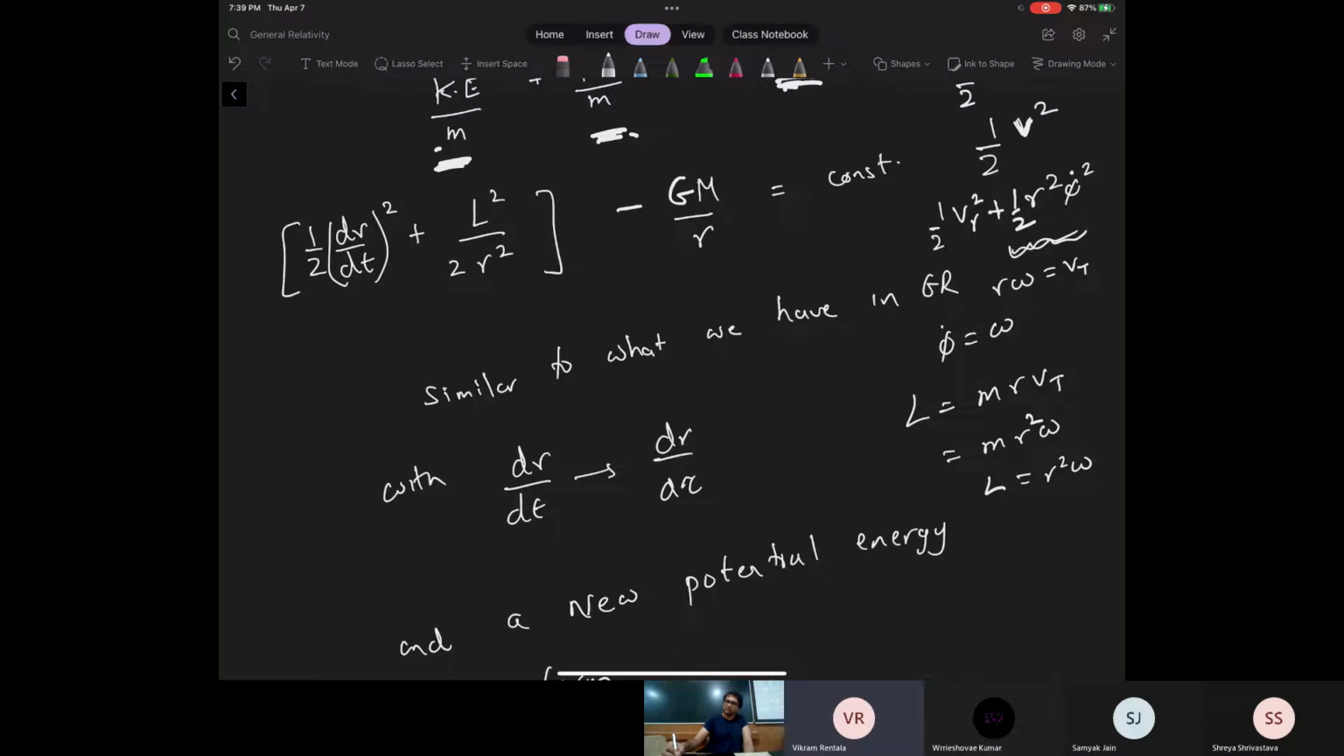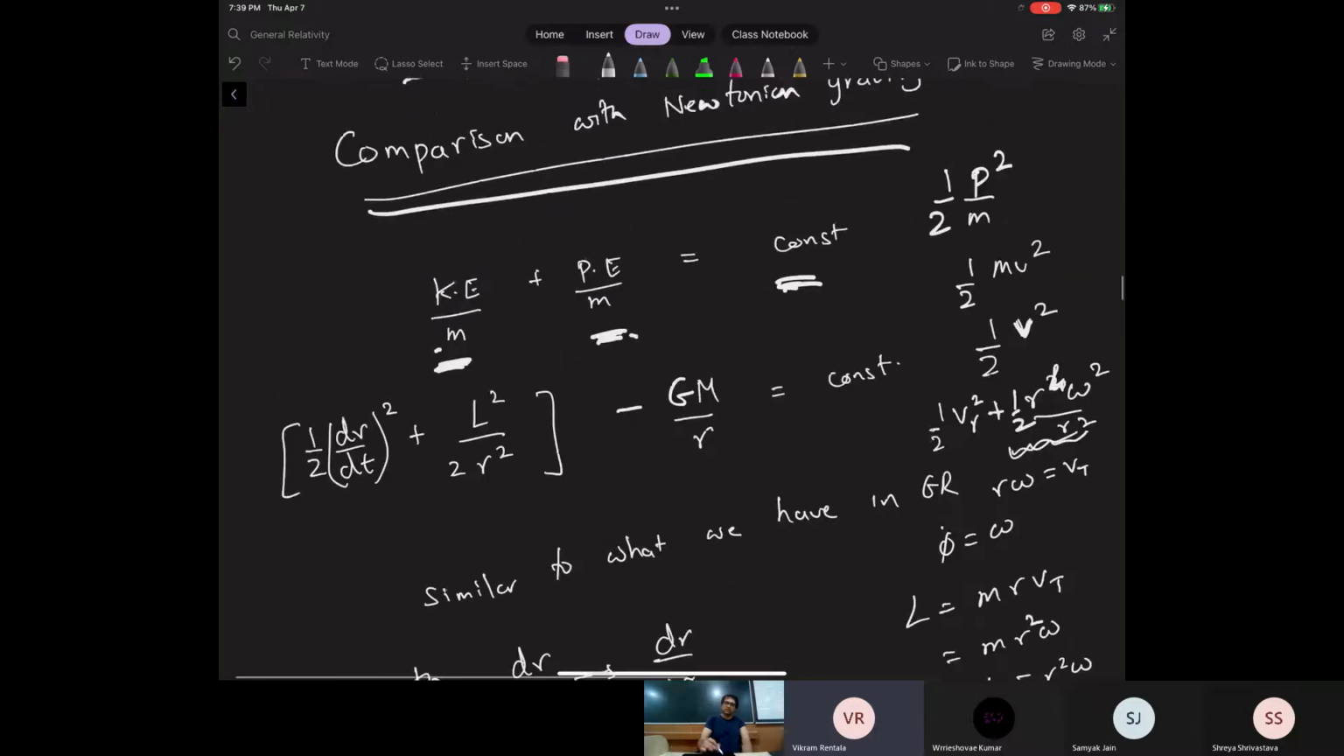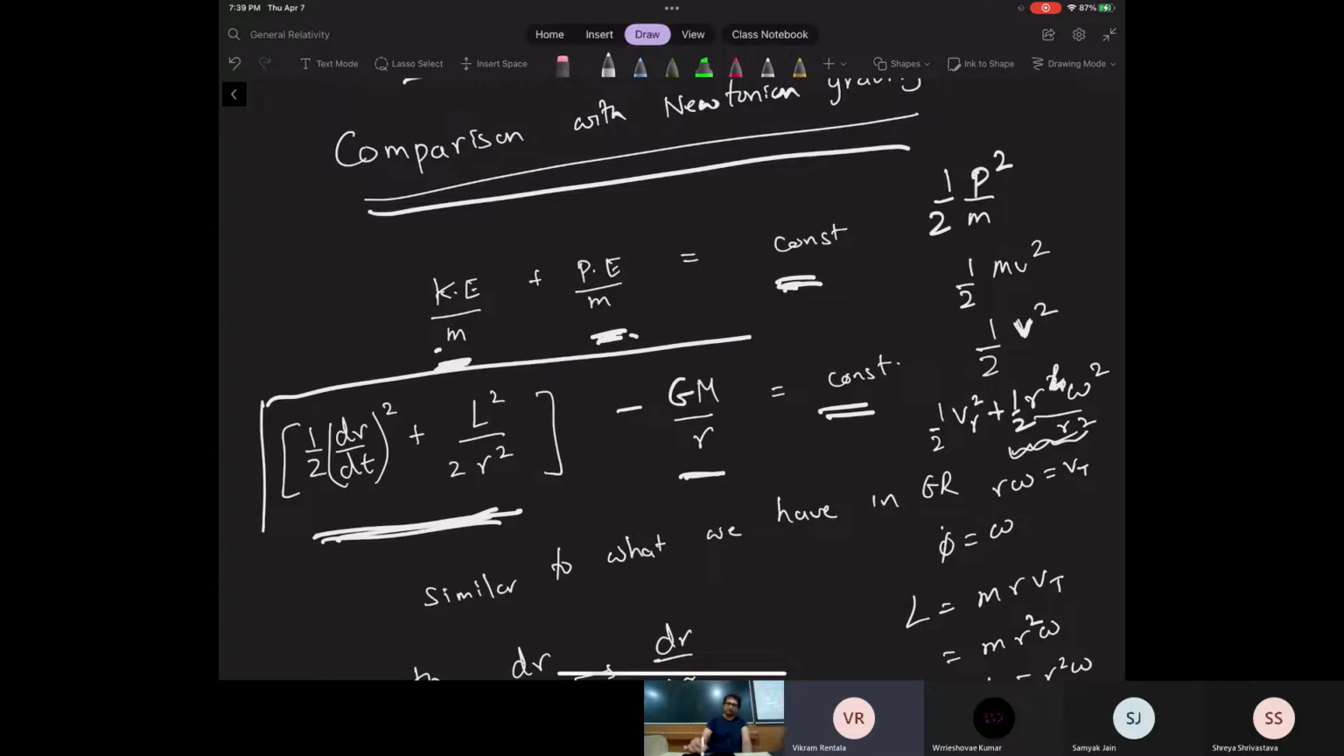So this term in the energy, I can write as half L squared by r squared. This phi dot squared is omega squared, and I stuck an r squared in the numerator and denominator. r to the 4 omega squared is L squared, so half L squared by r squared. This is the standard kinetic energy that you would expect in polar coordinates. The potential energy is minus GM by r, and this is a constant.